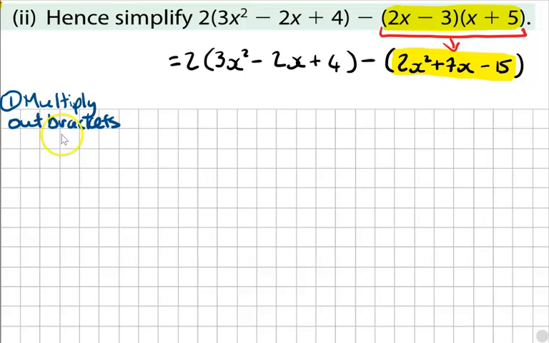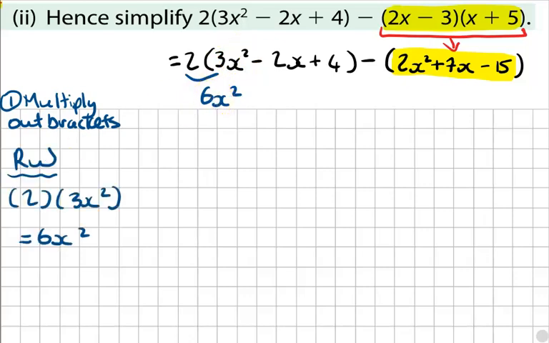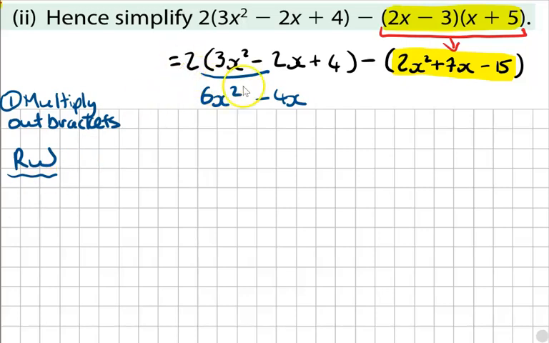So step 1, multiply out the brackets. So 2 times 3x squared is 6x squared. In our rough work, 2 times 3x squared is 6x squared. And then 2 multiplied by minus 2x is minus 4x. And in our rough work, 2 times minus 2x is minus 4x. And then 2 multiplied by 4 is 8.